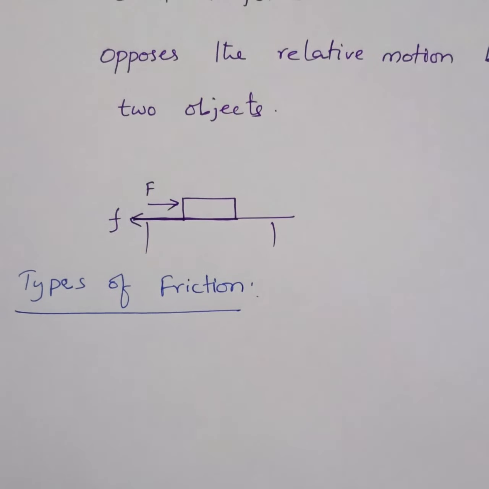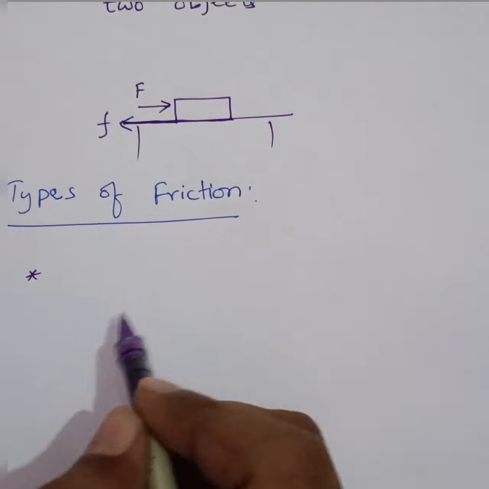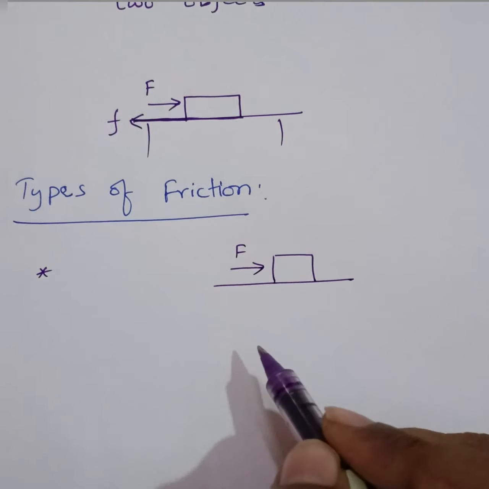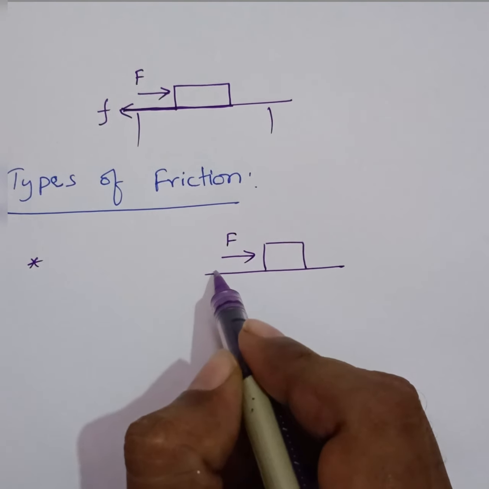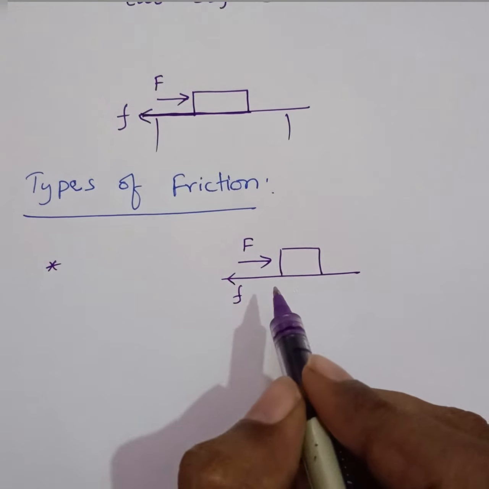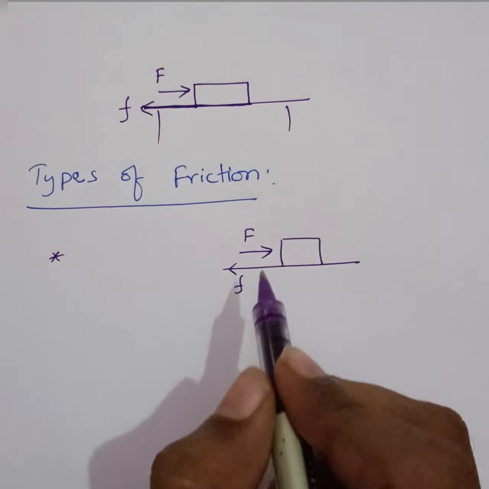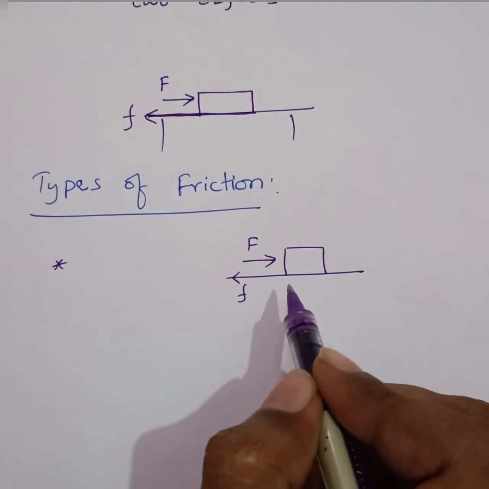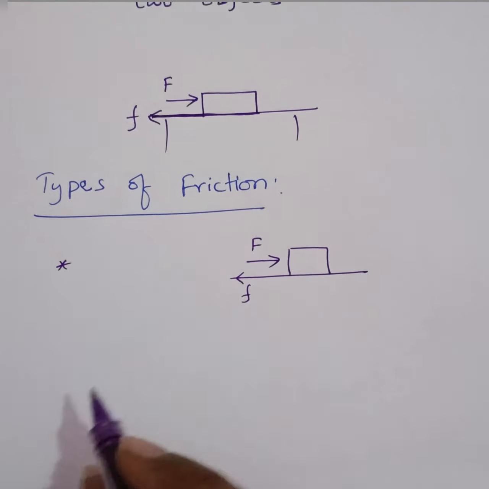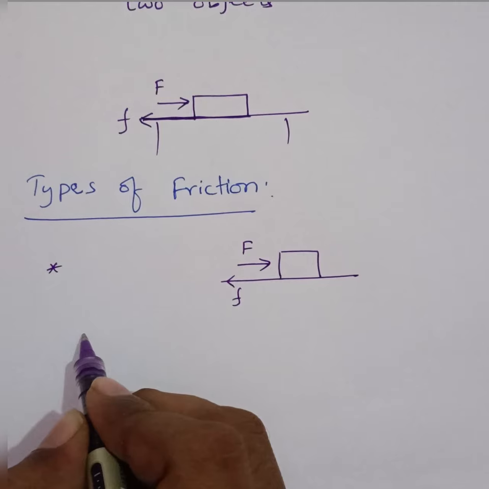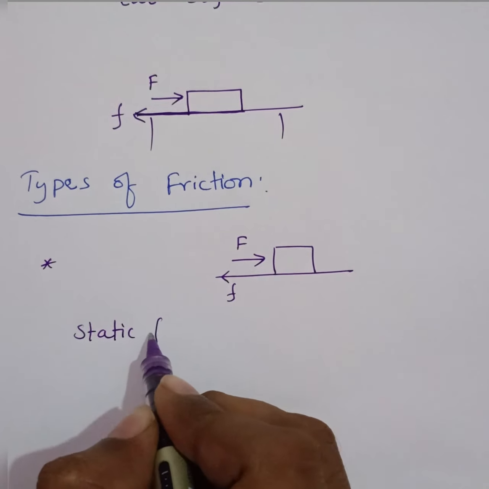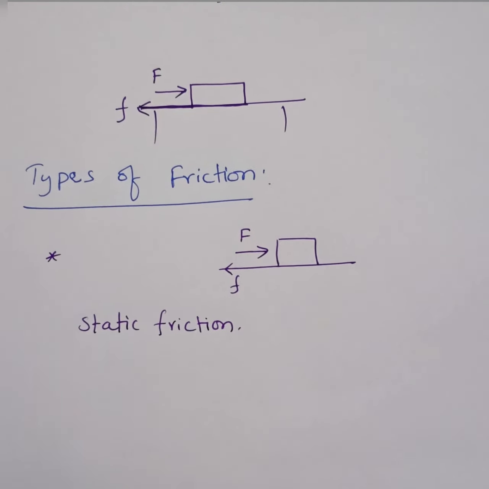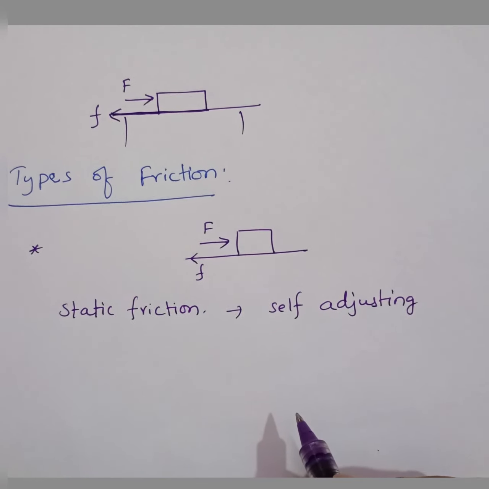Types of friction. Before saying the name, when an object is placed on the table and we apply a force, friction acts on it in the opposite direction, denoted with small f. Now if the body is not moving even when we apply force, then the frictional force between them is known as static friction. Static friction is a self-adjusting friction.